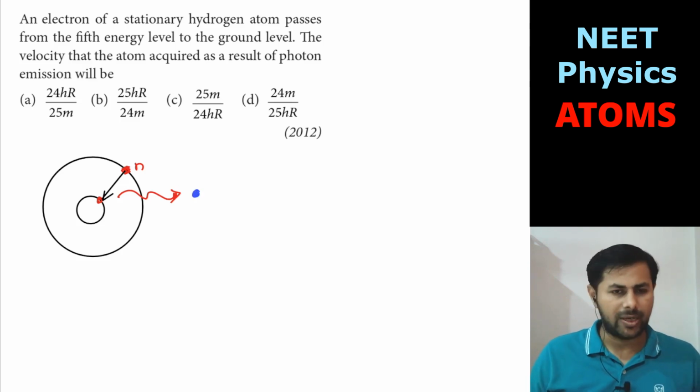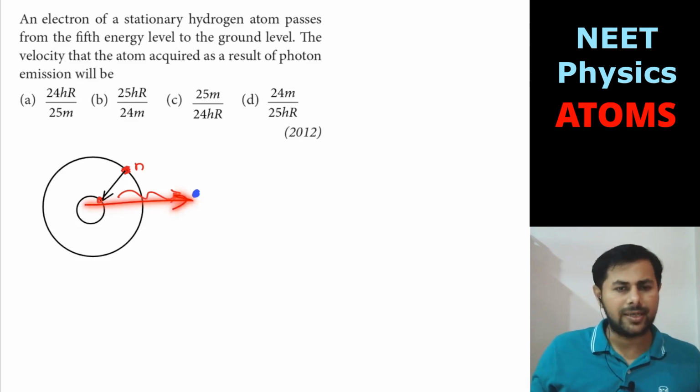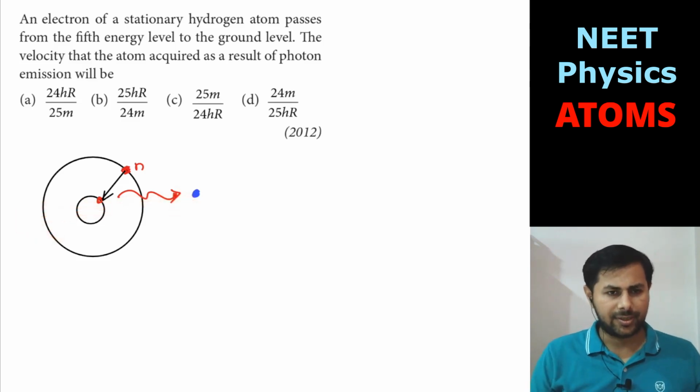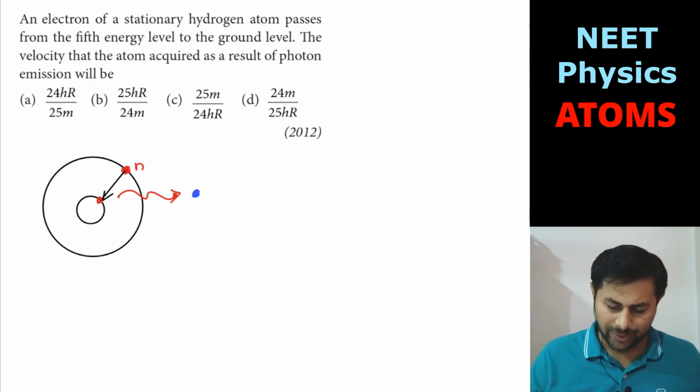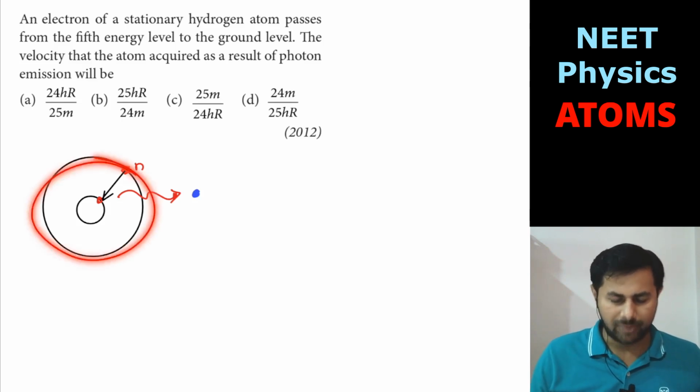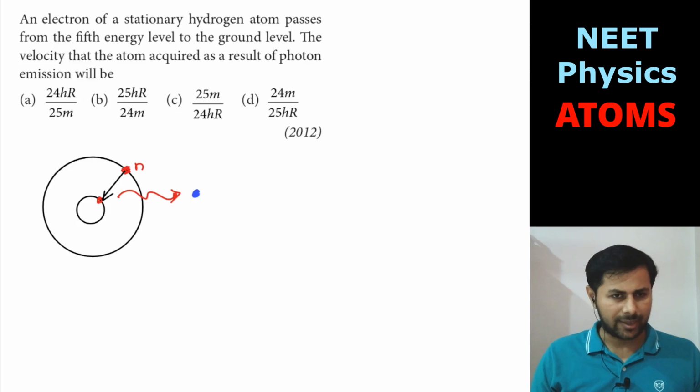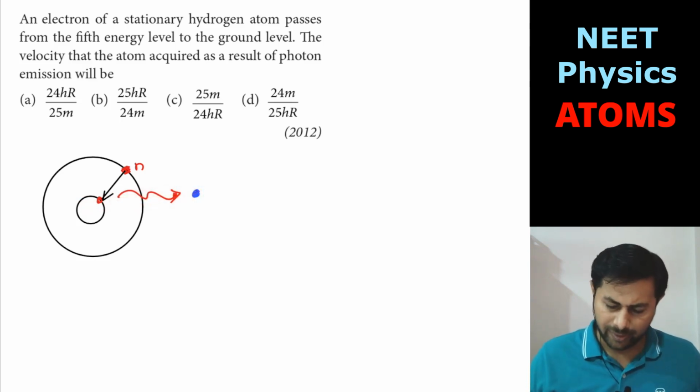As a result of this, what will happen? If the photon goes in this direction, the atom will move in the other direction. Just like you have a loaded gun and you fire a bullet. The bullet moves in the forward direction, the gun moves in the backward direction, by the law of conservation of momentum. So the initial momentum of this atom was 0. Let's suppose the atom was at rest. Then what would be the final momentum? Because the photon is removed from the atom and moves in this direction, the atom will move in the other direction. It will get a recoil, its recoil velocity.